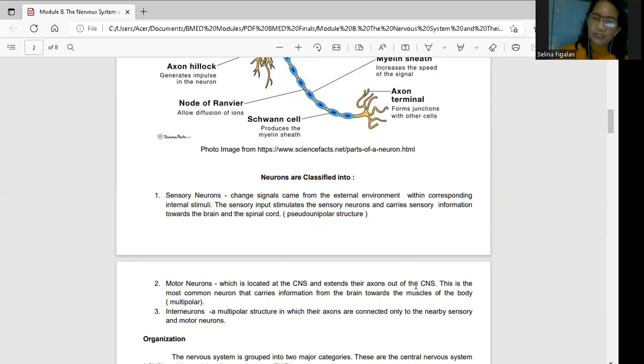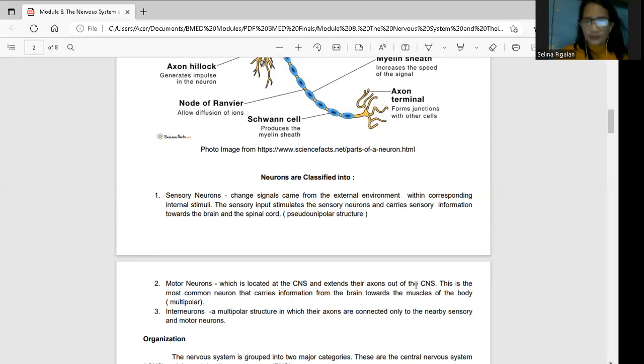So our body is made up of different bones, and our muscles are the ones that cover the bones, may mga muscles na tayo. Okay, so for example, yung pag-ouch niya, that is under the motor neurons. How about when you say interneurons?